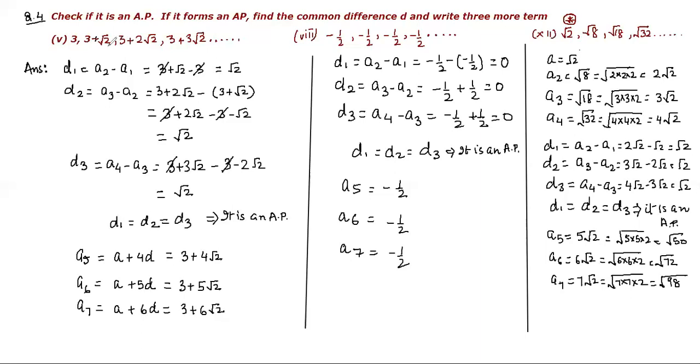Now we will check for the next two consecutive terms. That means d_2 will be a_3 minus a_2. So a_3 is 3 plus 2 root 2. इसमें से आपने subtract किया उससे previous term. That means 3 plus square root 2. When you subtract, it will cancel and you will again get square root 2. Now find out d_3. So that means a_4 minus a_3. And when you subtract, you will get again square root 2.